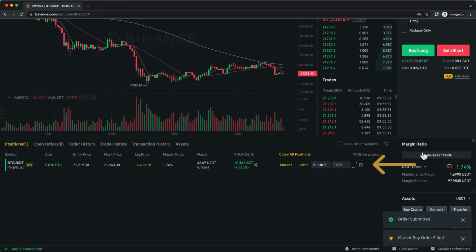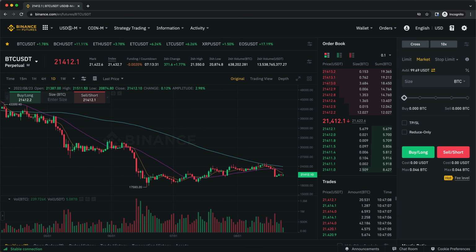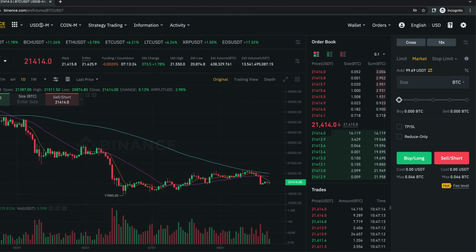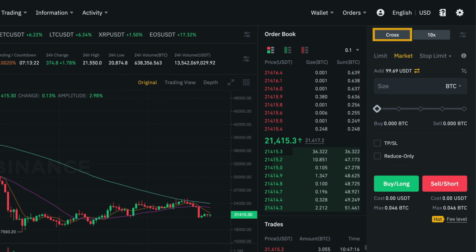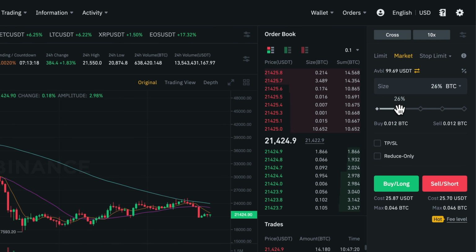Let's do another example, but now we're going to go short Bitcoin. So we believe that the Bitcoin price is going to decrease. Again, we're going to stick with cross margin and set the leverage to 10x. We're going to use the slider to set the amount we want to sell short. And then we're going to click on Sell/short.